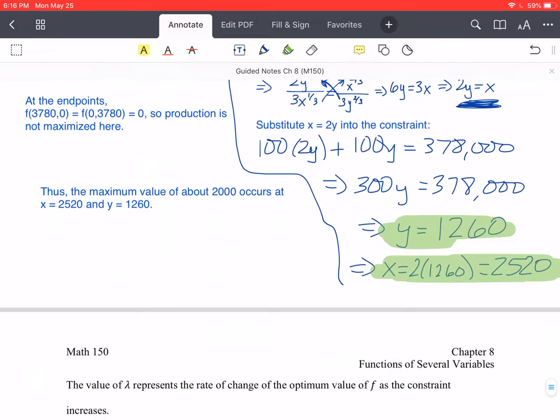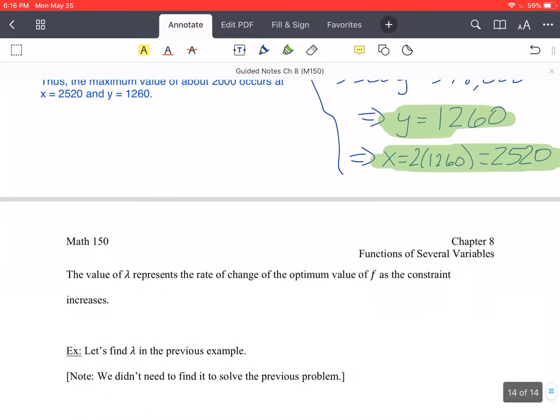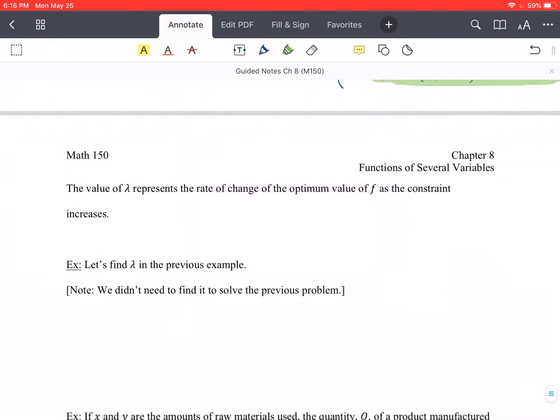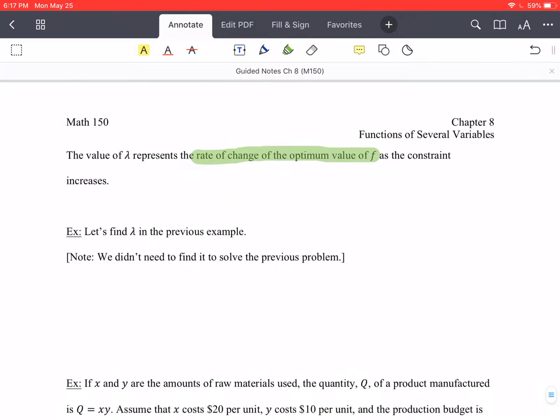Right. Now, notice we did cut out lambda in this last example, so let's talk a little bit about lambda. The value of lambda represents the rate of change of the optimum value of f as the constraint increases. In other words, as my budget goes up, how quickly does my maximum production change, for example? So we didn't have to find lambda in this previous example, but let's go ahead and find it now and then interpret what it tells us.